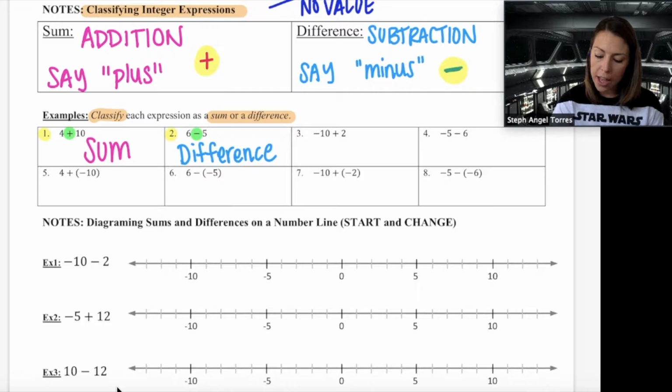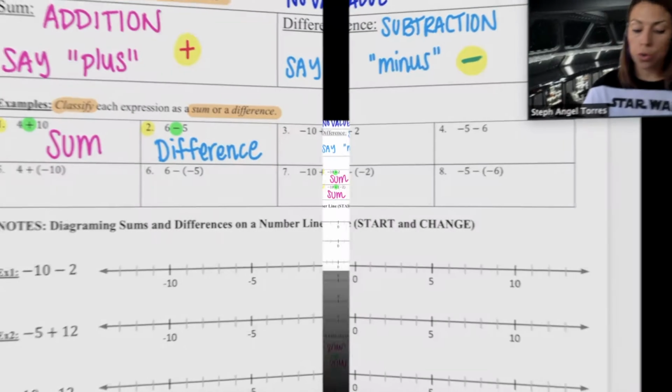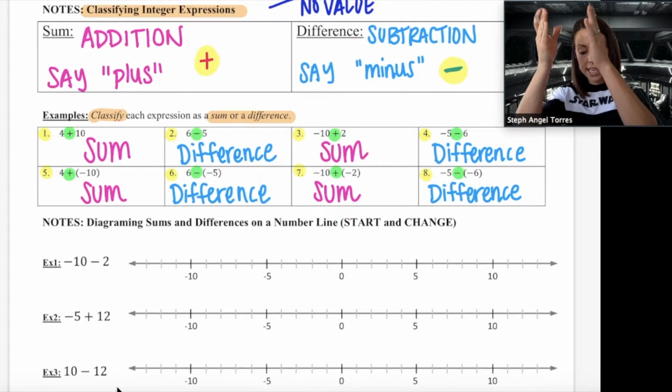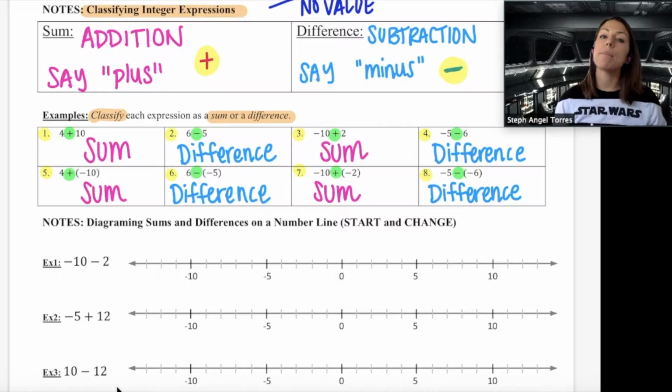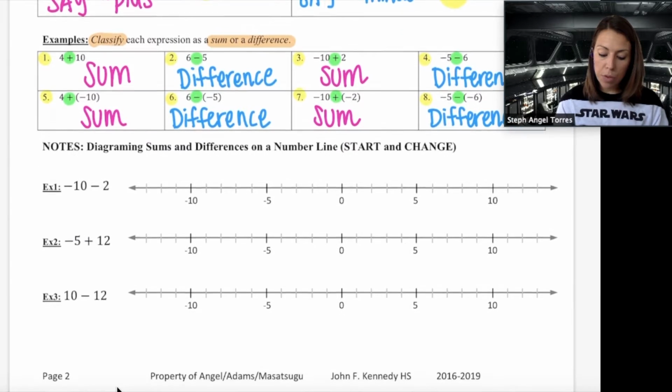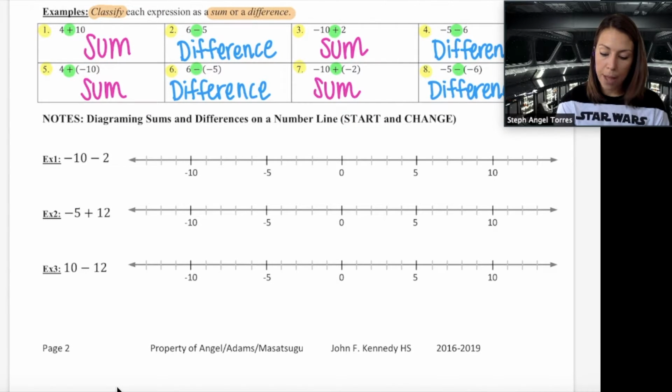Go ahead and try 3 through 8 on your own. Great. So it's pretty simple. If you say plus, that categorizes it as a sum, and if you say minus, that's a difference. Let's move on here to the bottom of this page and wrap up these notes.